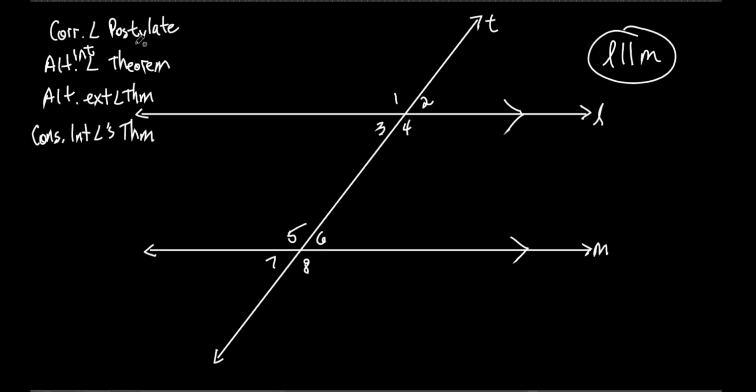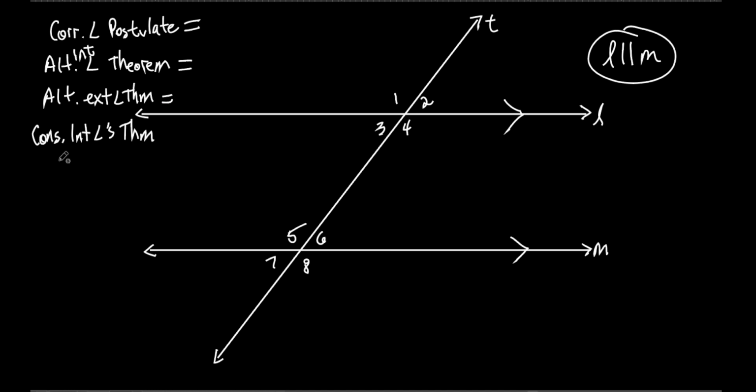So here we go. The corresponding angle postulate says this, that all the corresponding angles are equal to each other. Everybody got that? So the corresponding angle postulate says all the corresponding angles are equal to each other. Same thing with alternate interior angles. All the alternate interior angles are equal to each other. So it's important to know which ones are alternate interior, which ones are corresponding, because the corresponding ones are all equal. Alternate interior ones, they're all equal to each other. Same thing with alternate exterior. Alternate exterior angles are all equal to each other. But now comes that consecutive interior.